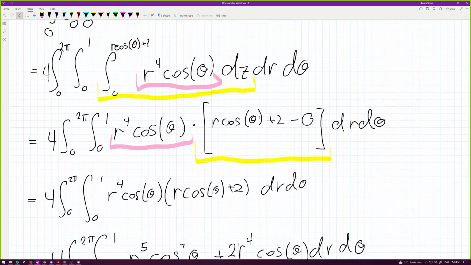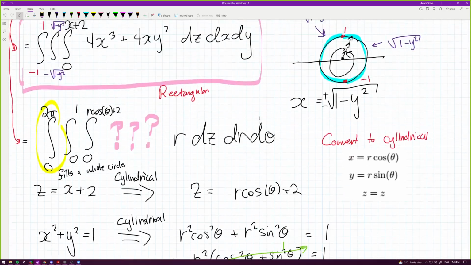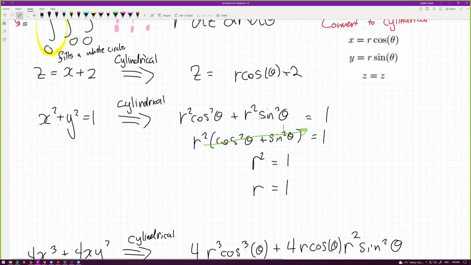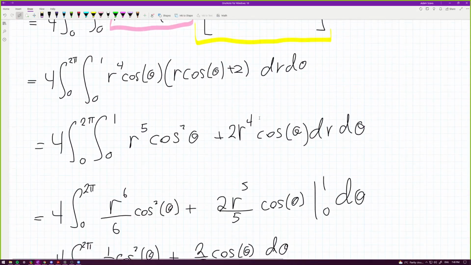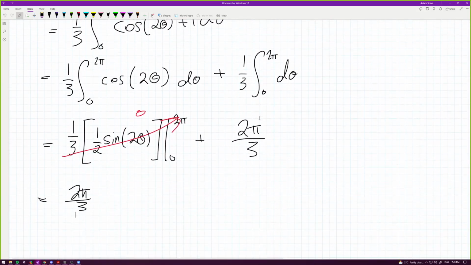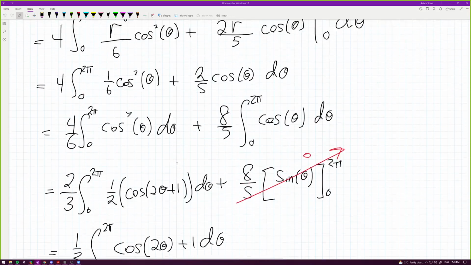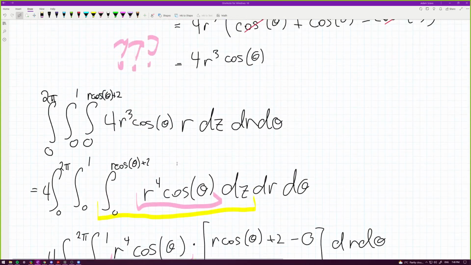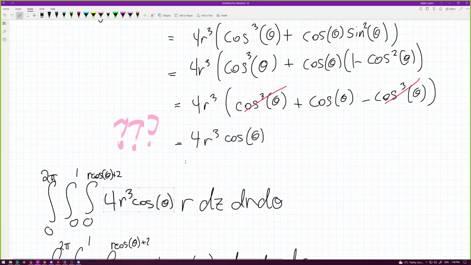Okay, there we go. So there is the example of doing a divergence theorem question where we had to convert to polar, to cylindrical, to be able to solve this. Okay, we got 10 minutes left. I want to do a gradient question. How do we get 4r cubed cos theta again? Where was that? This part right here.